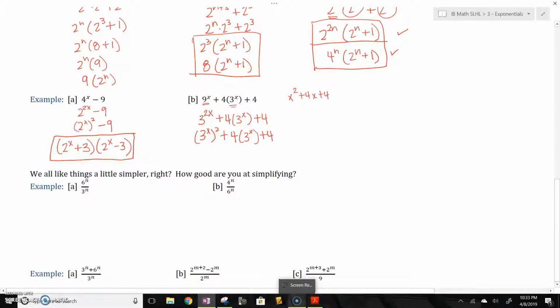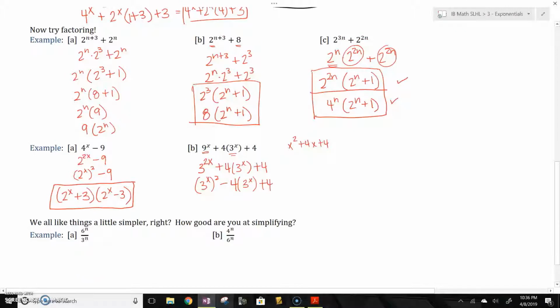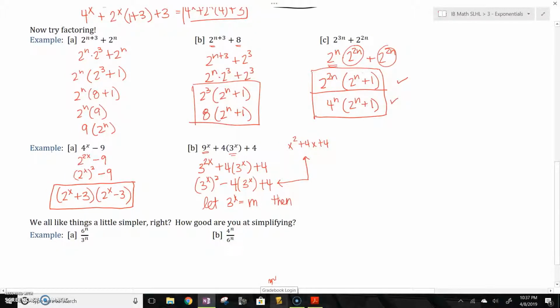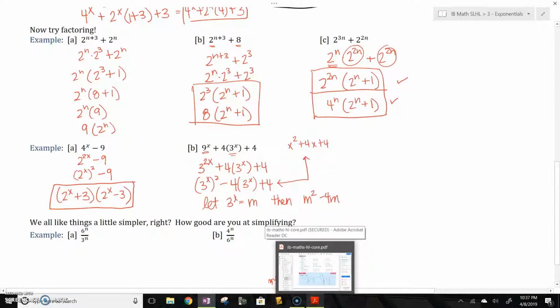Just let, how can I write that? A crazy way to think of this is, if you look, this is a hidden quadratic, right? It looks like this. So let me do it a neat way. I'll say, let 3 to the x equal m for Meyer. Then this would just become m squared minus 4m plus 4.